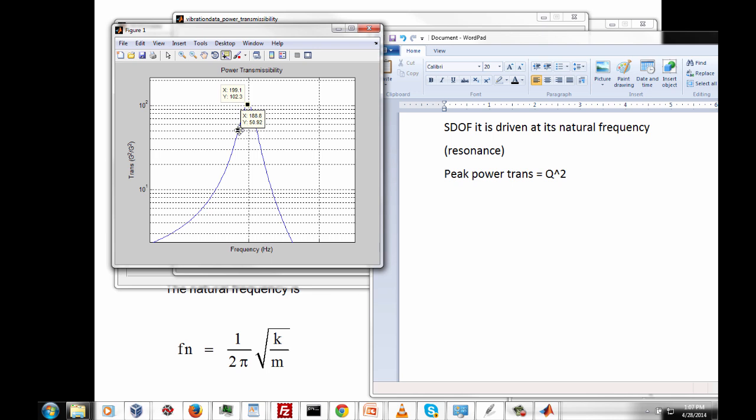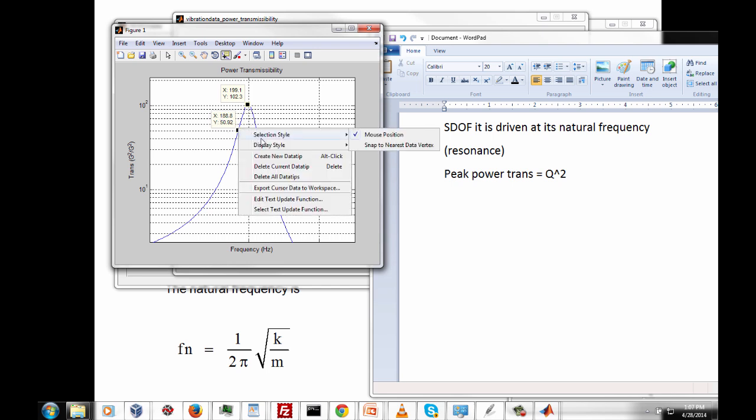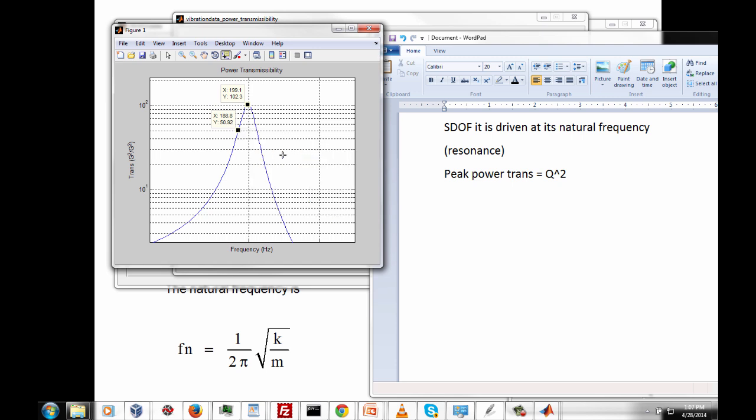I guess 51 would be a little better for experimental purposes, but we're not going to agonize too much over getting something very exact. Create new data tip. Okay. So what we have here are very approximately the two minus 3 dB points, the half power bandwidth points. And it looks like the frequency difference between those 2 points is about 20 hertz.